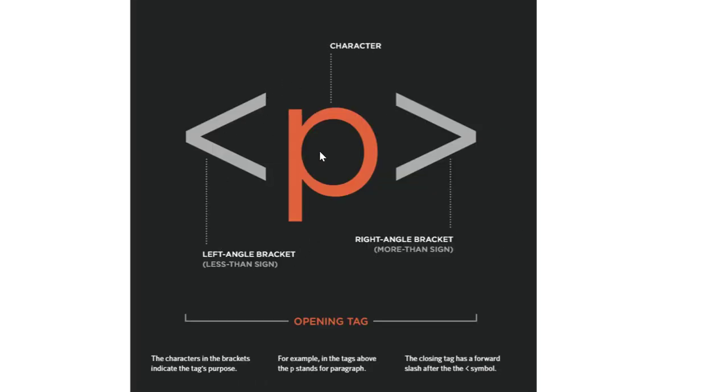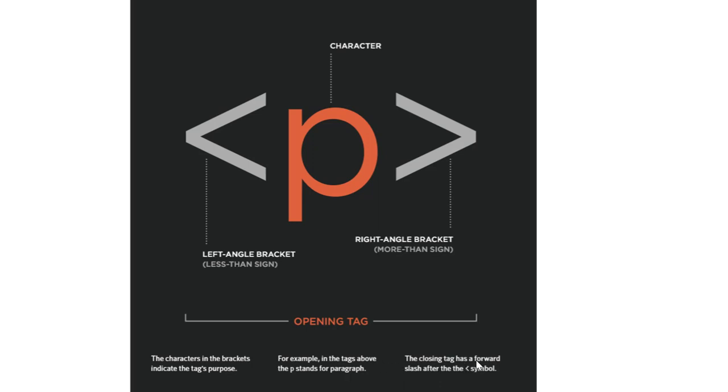Let's know more about this HTML tag. Here, the left angular bracket is the less than sign, and this is the right angle bracket. P is a character. This is the opening tag. The characters in the brackets indicate the tag's purpose. For example, in the tag above, P stands for paragraph.